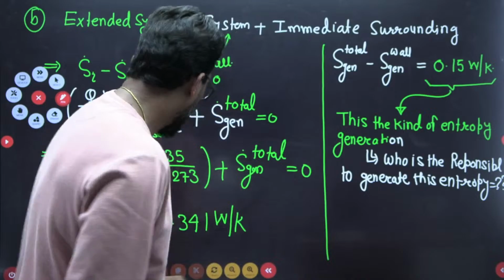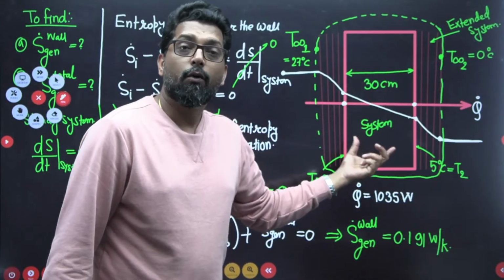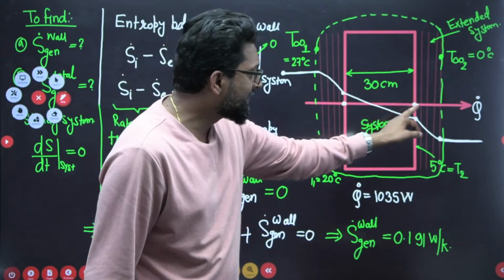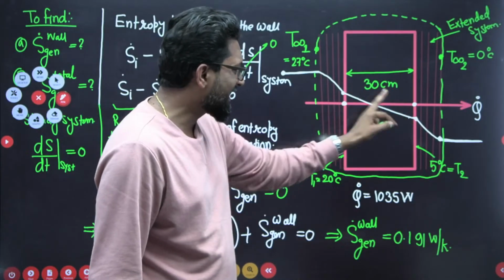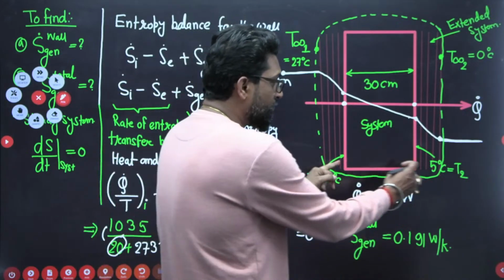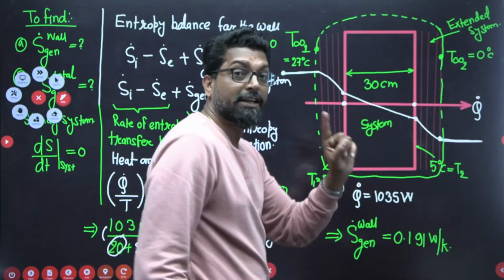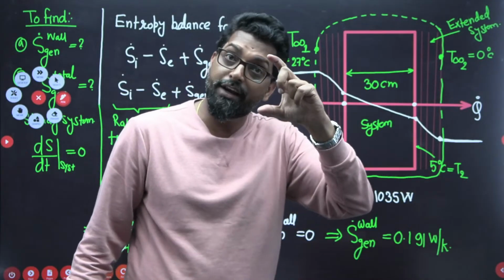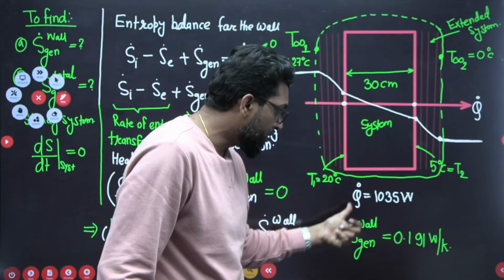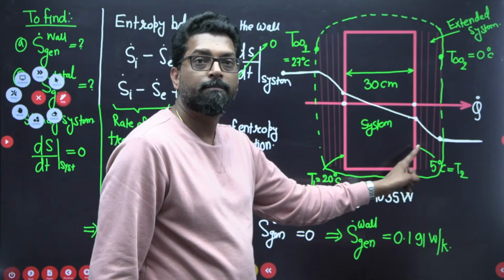I will tell you. My dear, this is the entropy generation in the wall. Why will this entropy generate? Because the heat will transfer through a finite temperature difference. That means there must be a temperature difference: 20 minus 5, that means 15. And 15 is a very large value, a considerable value. That means this entropy generation is due to the finite temperature difference.